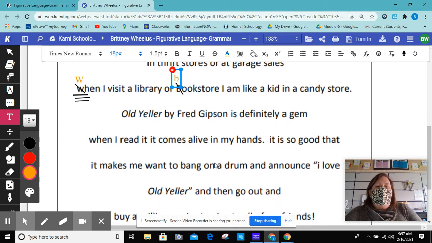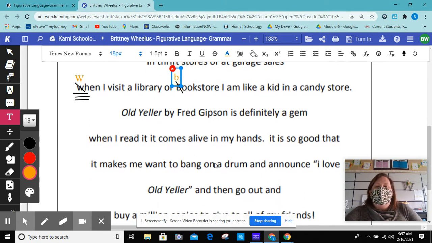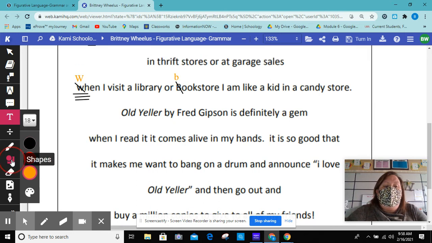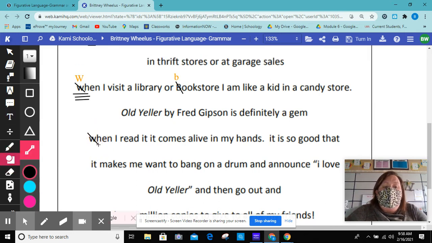When I read, it comes alive in my hands. It is so good that it makes me want to bang on a drum and announce I love Old Yeller. Is there anything that needs correcting in when I read it comes alive in my hands? What does? It? No, we need a comma there, but that's not the beginning of a sentence. We need to capitalize the W though, because it is the beginning of a sentence.